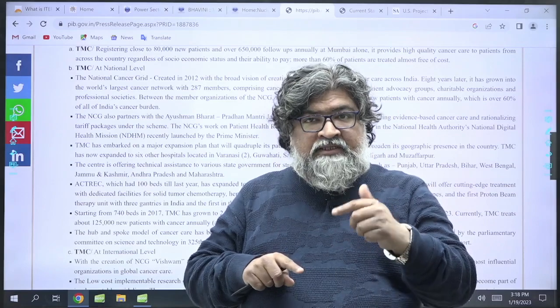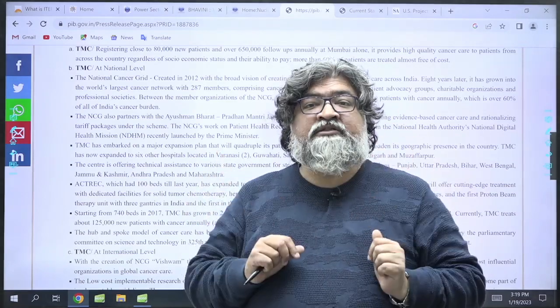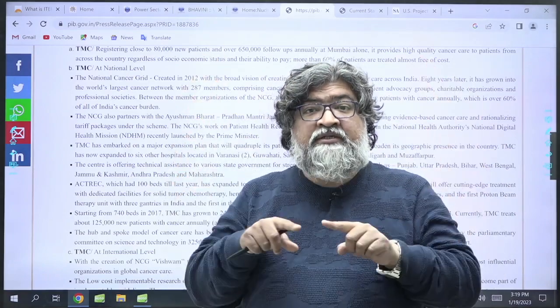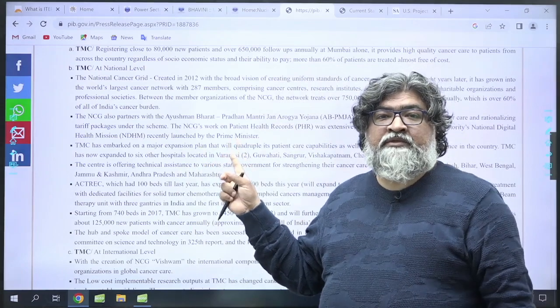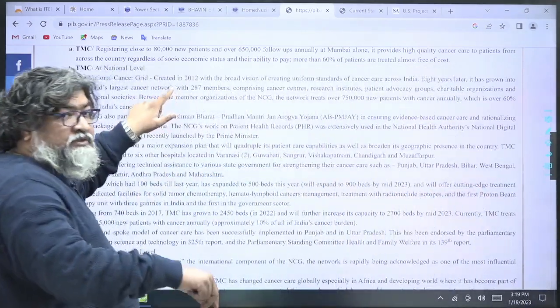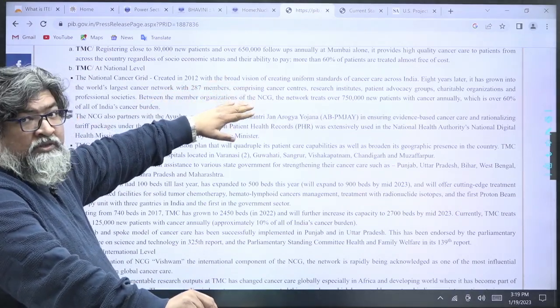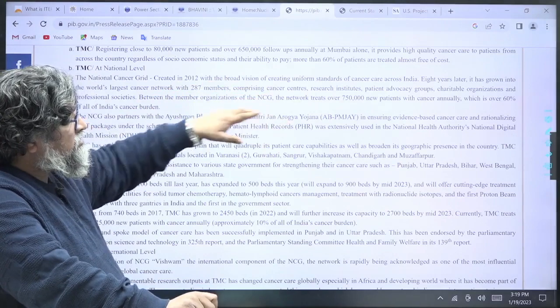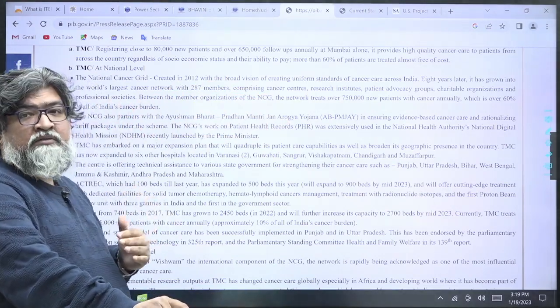As I told, the cancer cases are rising very fast. So for affordable treatment for cancer patients, the government is creating this National Cancer Grid. This is what is given in the PIB update. You see here, the National Cancer Grid, created in 2012, is a uniform standard for cancer care across the country. And 8 years later, it has become the world's largest cancer network.